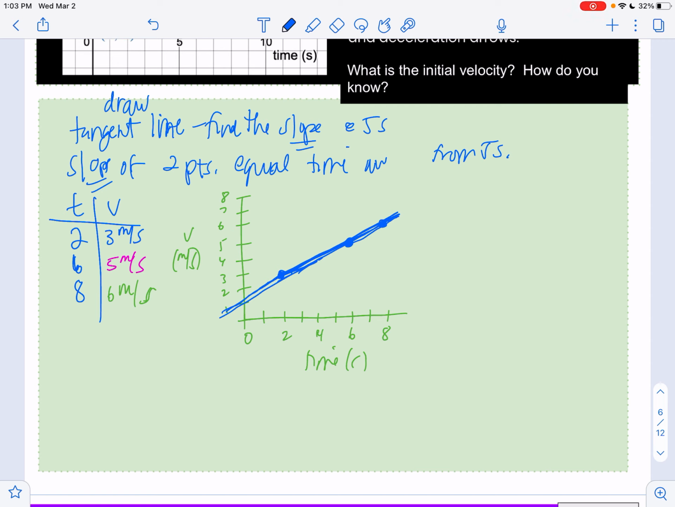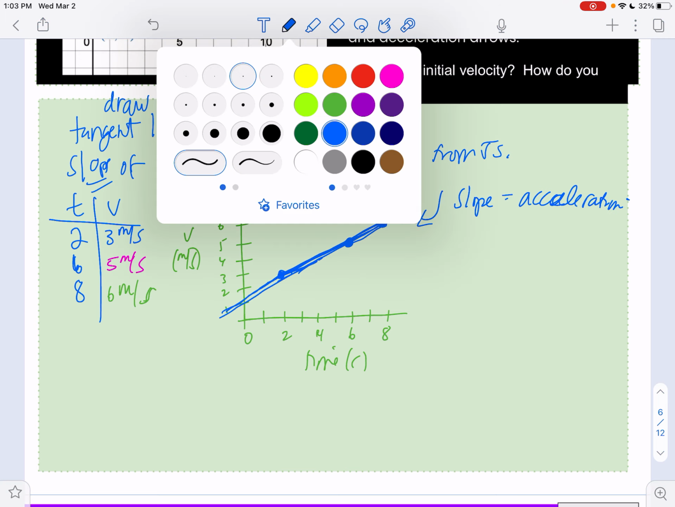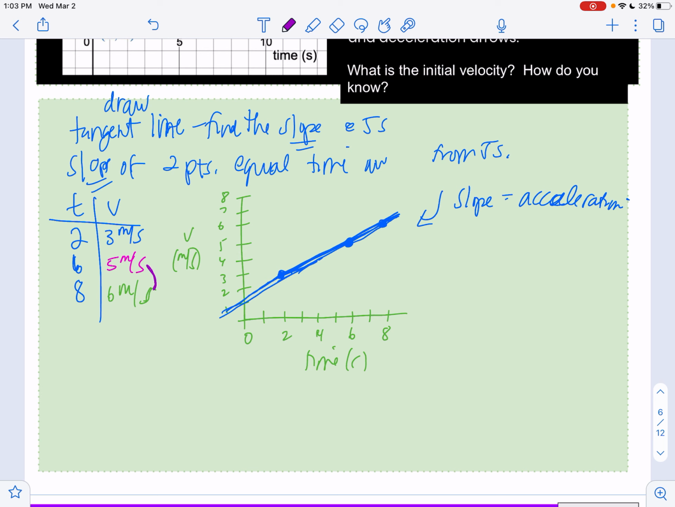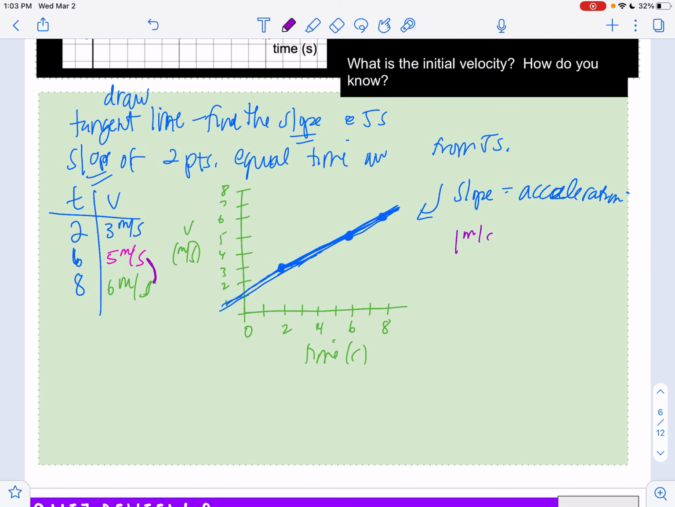Okay, so here's my velocity graph. The slope of this graph tells me the acceleration. If I look at this, I can look at the table or at the graph. I can see I'm getting 1 meter per second faster every 2 seconds.